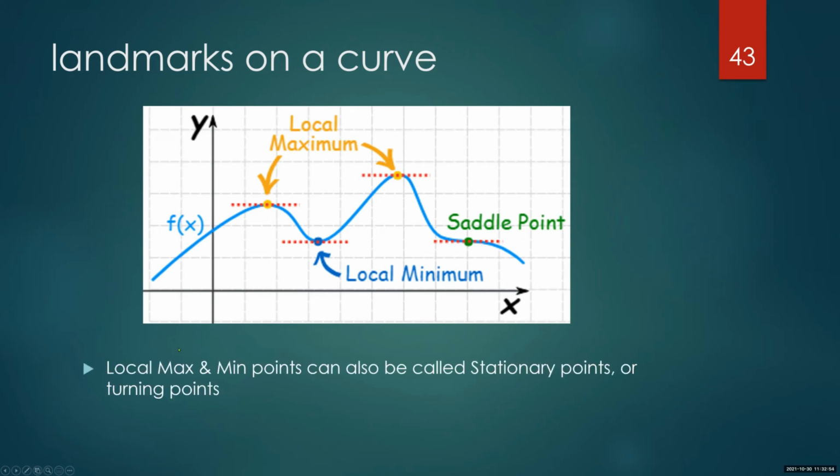So local maximum and local minimum points can also be called stationary points or turning points. This is true for saddle points as well. It's a little bit unfortunate in my view. Reading through textbooks, you see references to local maximum points, local minimum points, saddle points, and stationary points or turning points. That, in my view, would make life a little bit simpler if they stuck to the same names for everything, but unfortunately they don't.